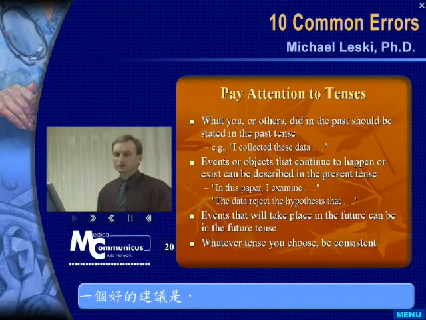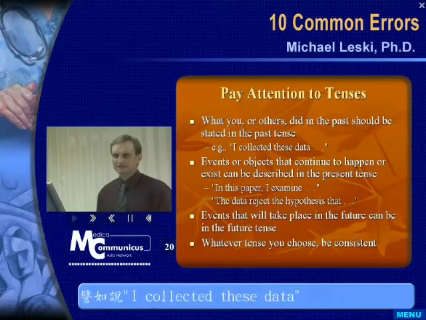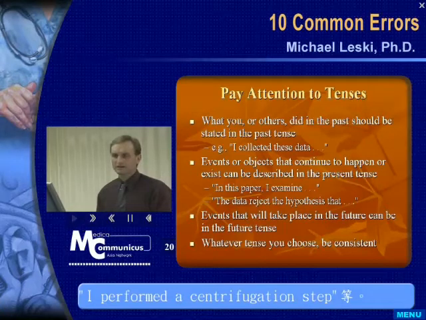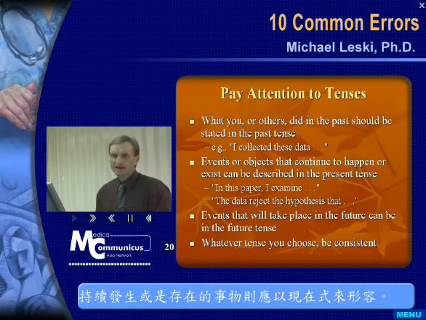And a good tip here is that what you did in the past should be stated in the past tense. So you performed the work already, write that in the past tense. So say, I collected these data, or I performed a centrifugation step, or what have you. Now, events or objects that continue to happen or exist may be discussed in the present tense.